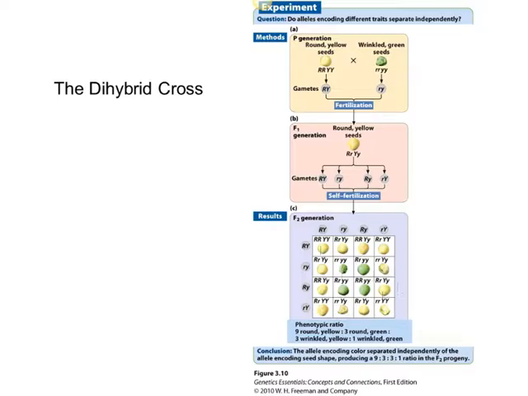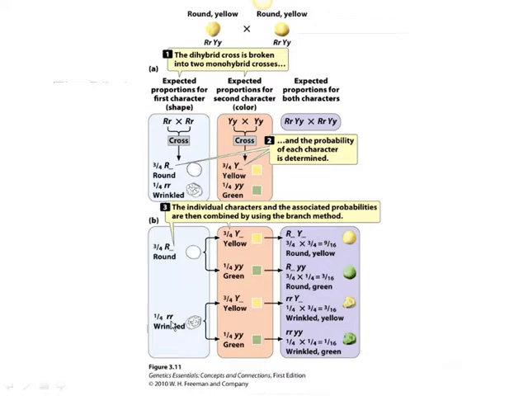But when we combine them and look at how things are being passed simultaneously, then we see the 9 to 3 to 3 to 1 ratio. So the law of segregation is still being held up, but now we're watching the segregation of two genes at the same time.